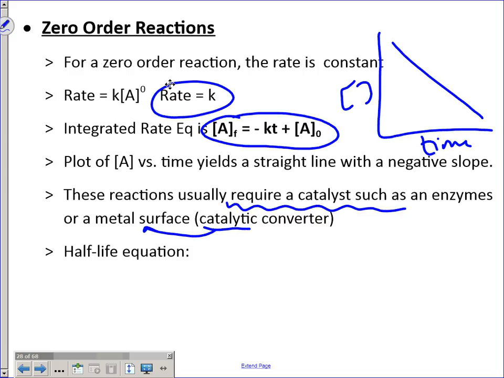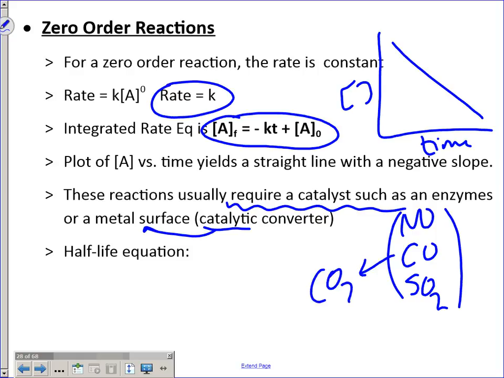Harmful pollutants. So you've got nitrogen monoxide possibly coming out of your tailpipe. Let's see, nitrogen monoxide, carbon monoxide, maybe sulfur dioxide. Those are all pretty bad things to inhale. They do not smell good. They smell horrible. So what we do is we convert them to nice things like carbon dioxide. Yes, I know it's a greenhouse gas, but it's better than carbon monoxide, and it converts them to things that are less likely to pollute. So a catalytic converter is actually a zero order reaction in your car.